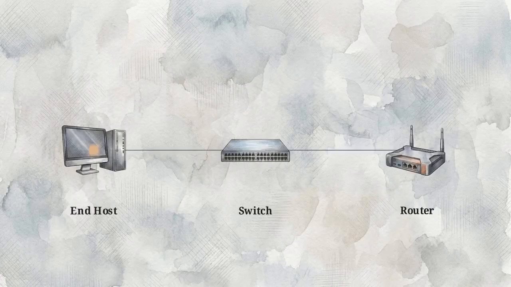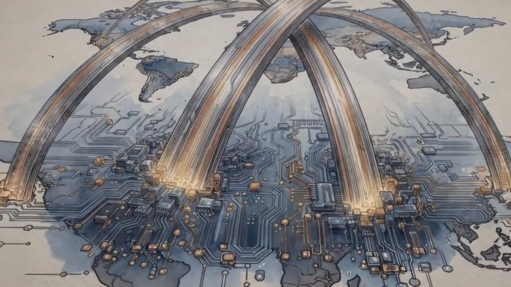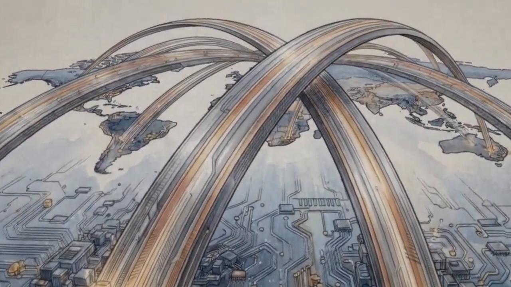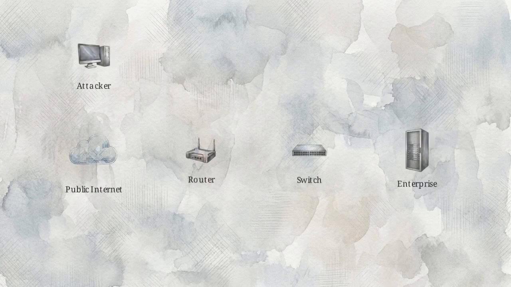Data leaves the end host, hits the local switch, and is handed off to the router boundary, which then propels it out toward its destination. If switches are the hardware that build local neighborhoods, routers are the hardware that build the international highways connecting them. Building a highway directly into your local network introduces massive operational risk. The connection works in both directions. An attacker on the public internet can attempt to inject malicious data straight through that router bridge into the enterprise.